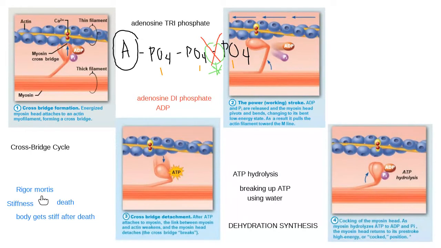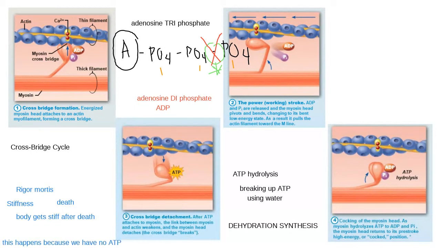The body getting stiff after you die happens because you're not making ATP anymore. So let me make that note for ourselves here. This happens because we have no ATP. Rigor mortis happens because we have no ATP.